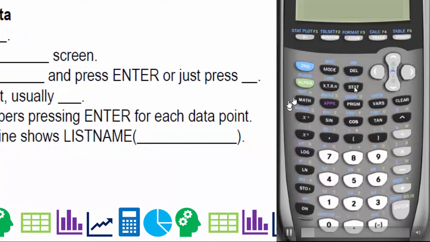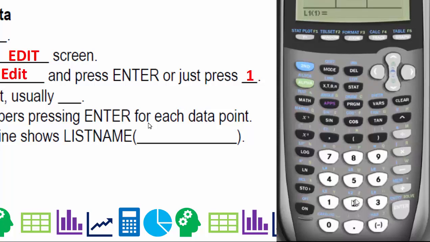First, you press Stat, that button right there, and stay on that edit screen and scroll to 1: Edit and press enter, or just enter 1. Scroll to your list, and it's usually List 1, and you put in your numbers, pressing enter for each data point. Now, if you look at it, the bottom here shows the list name and what data point you're entering.